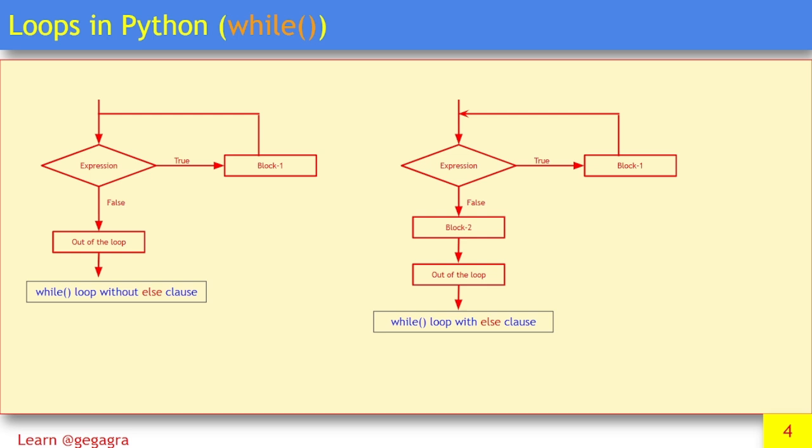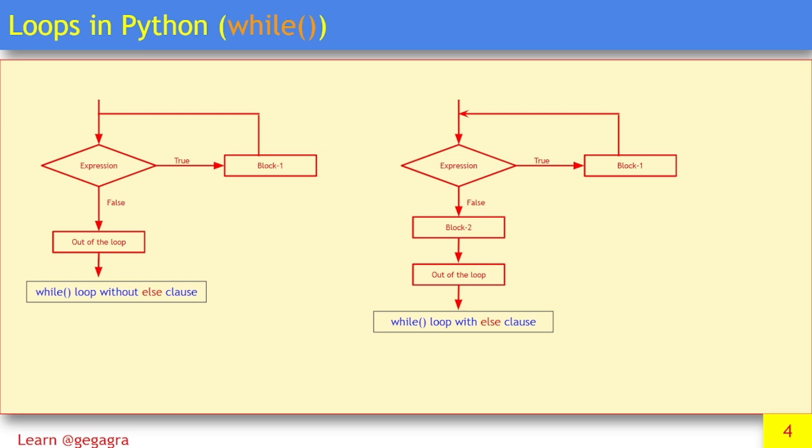where block 1 is given, and if this condition is true, block 1 is executed and comes back to while again to check the condition again. So it keeps on repeating the same statement block 1 again and again, and as soon as it becomes false, it comes out of the loop. And suppose initially when it enters the while loop and in the first attempt it finds that the expression is false, it automatically comes out of the loop. So this is the flowchart without else statement or without else clause.